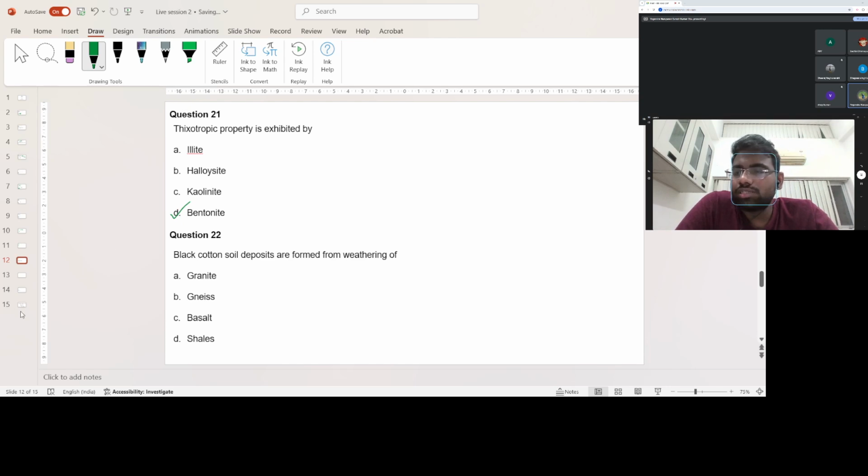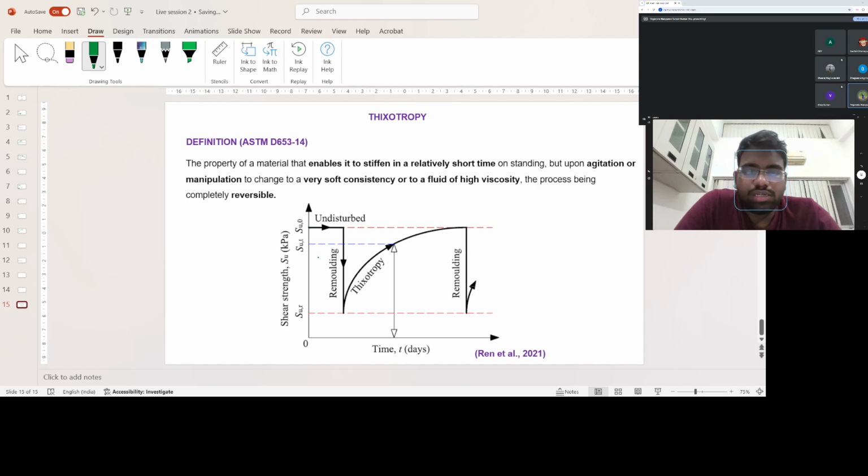So now we can understand what is thixotropy. As per ASTM codes, the American system of testing materials, the thixotropic property is defined as the property of a material that enables it to stiffen in a relatively short time on standing, without any disturbance, but upon agitation or manipulation to change to a very soft consistency or a fluid of high viscosity, the process being completely reversible.